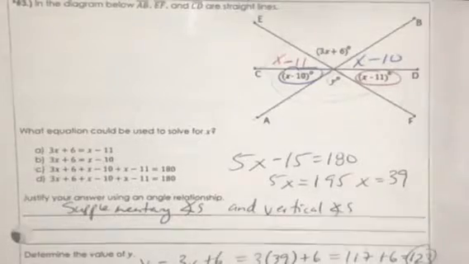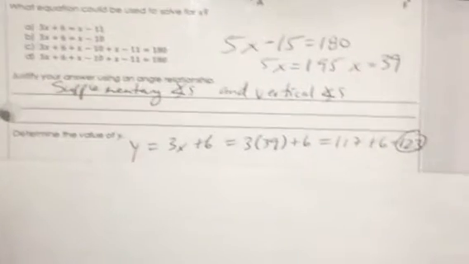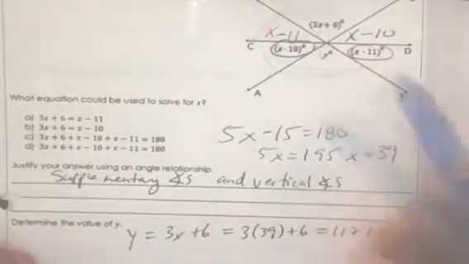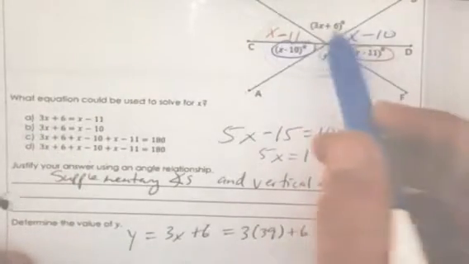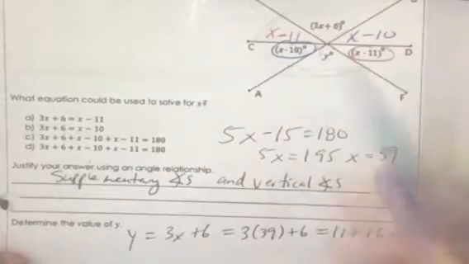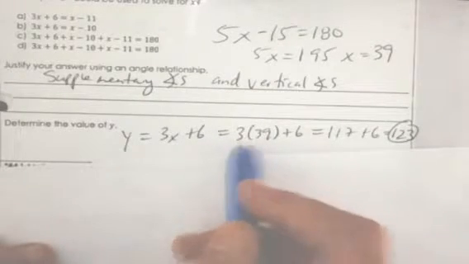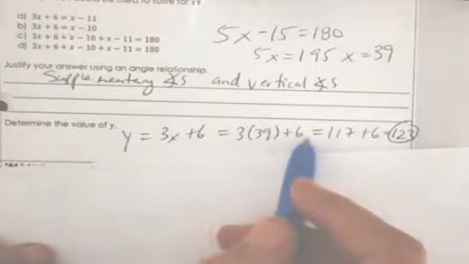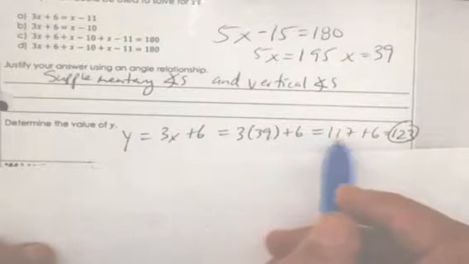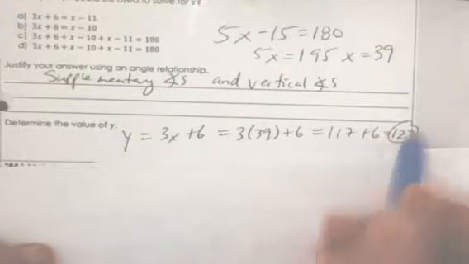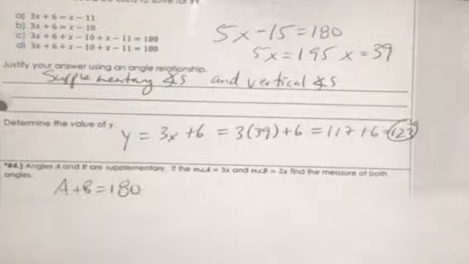Okay, finally it asks us to find the value of y. So it says because of vertical angles, we know y equals 3x plus 6. And now we know x is 39. So there you see the y equals 3x plus 6 equals 3 times 39 plus 6. 3 times 39 is 117 plus 6 is 123 degrees. Cool.